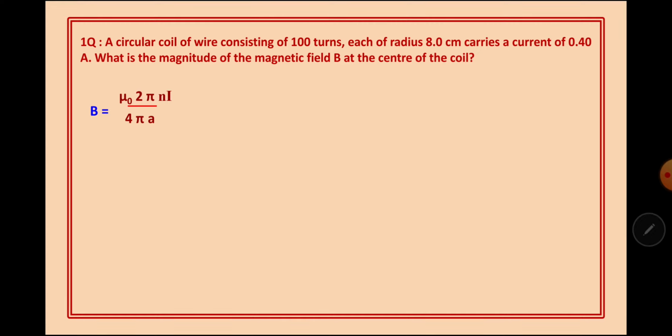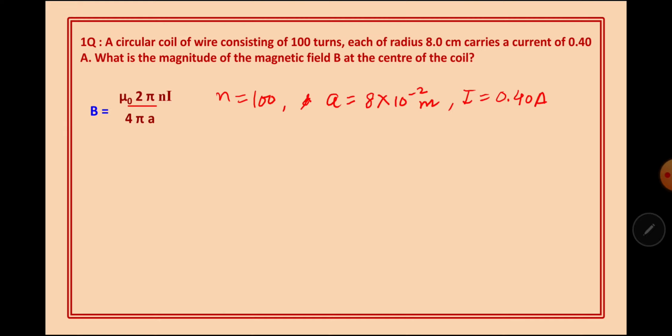The only conversion that we will have to do is, we are given the value of radius in terms of centimeter, which is not the SI unit. So let us see what all we are given. We are given n is equal to 100. Then we are given r, here the radius we have taken to be small a, that is given to be 8 centimeters. So that will be 8 into 10 minus 2 meter. And the current is given to be 0.40 ampere. So this is all that we have been given.